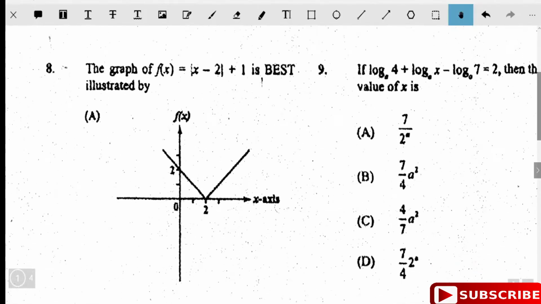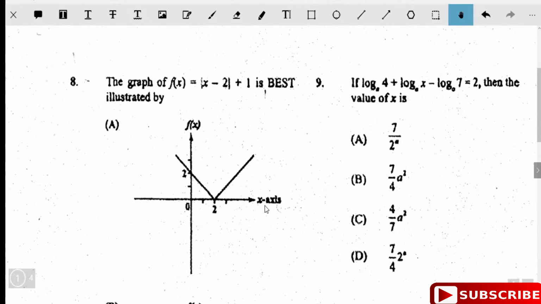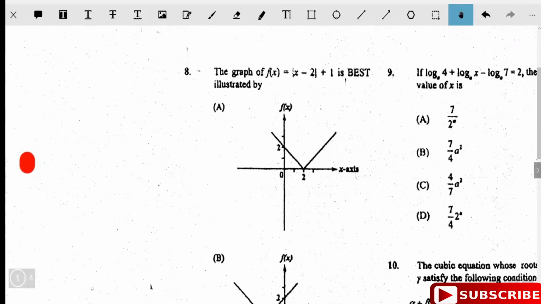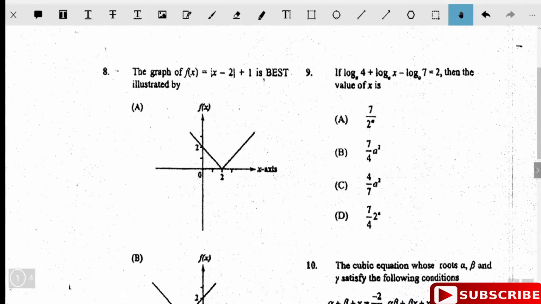All right, question 8 is a repeat question. Question 8 tells us the graph of f of x is equal to the modulus of x minus 2 plus 1 is best illustrated by, tell me the answer. This is a repeat one.